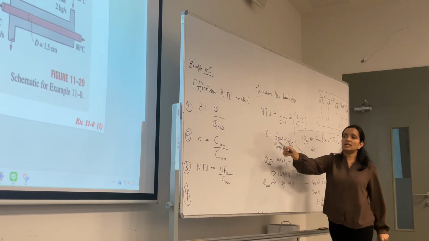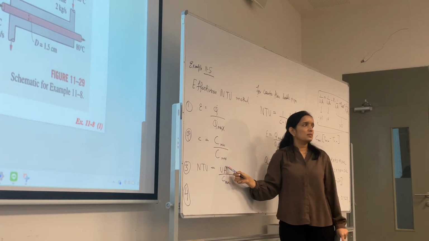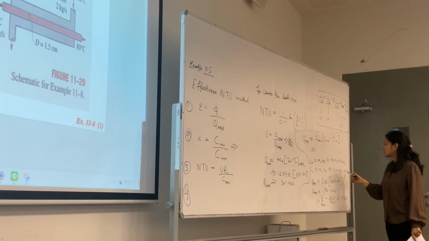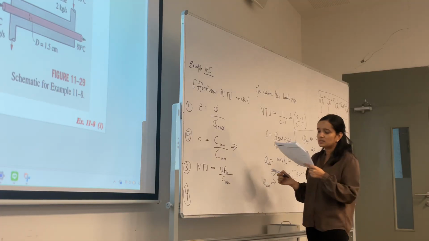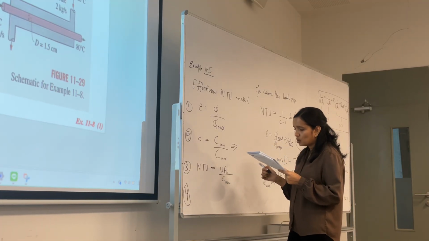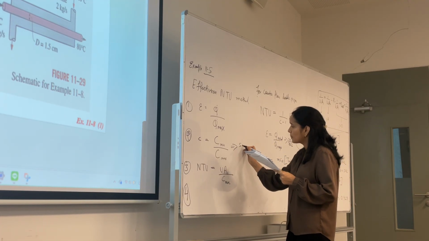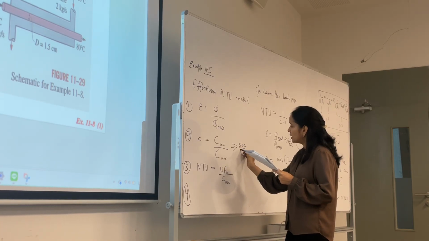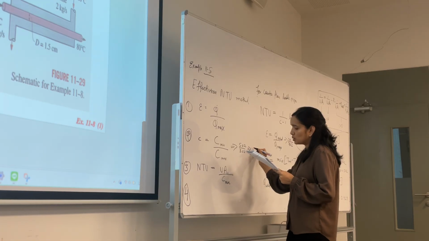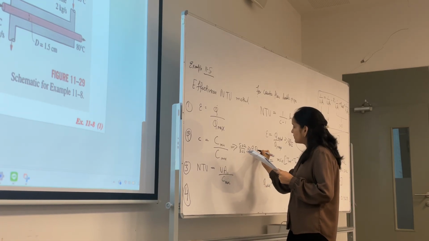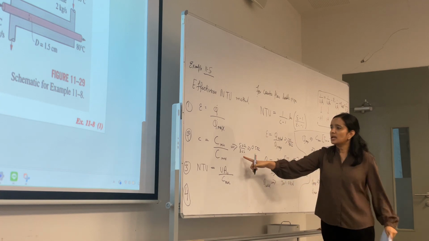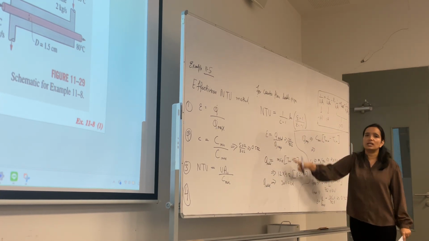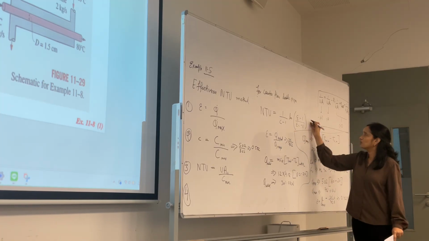What is C? C is C minimum divided by C max. What is C minimum? This 5.02 divided by 8.62. It will be 0.582. Once I have the value of C and the value of epsilon, I just input here and I will get the value of NTU.